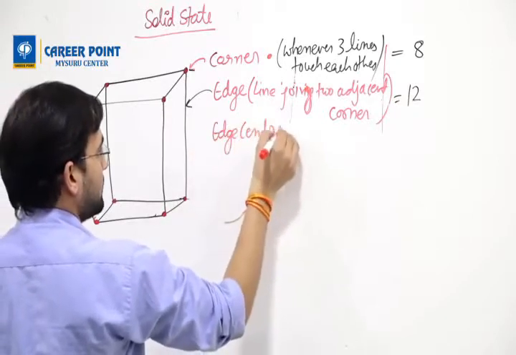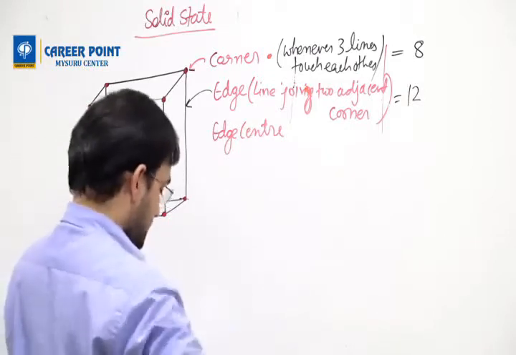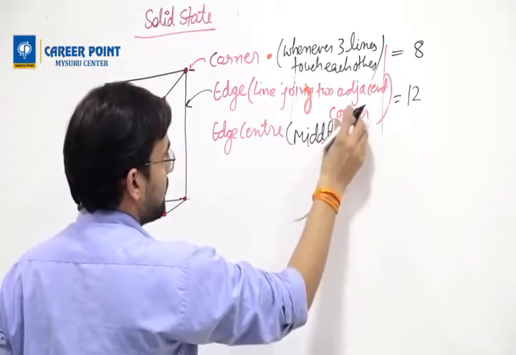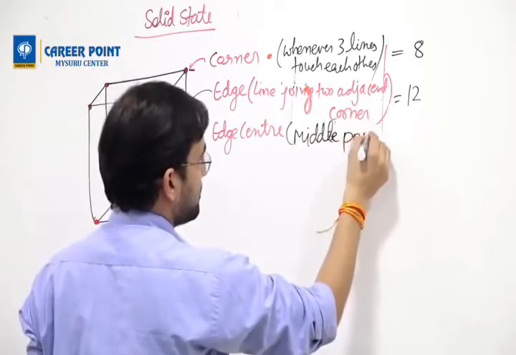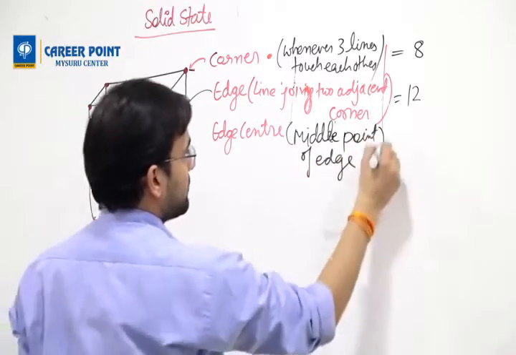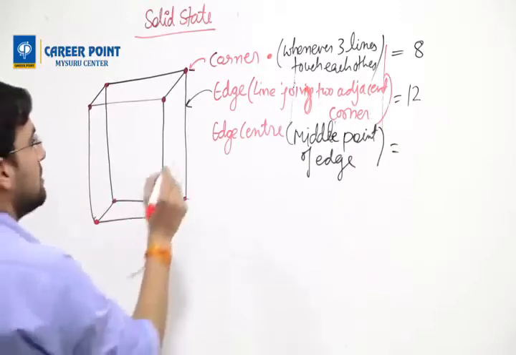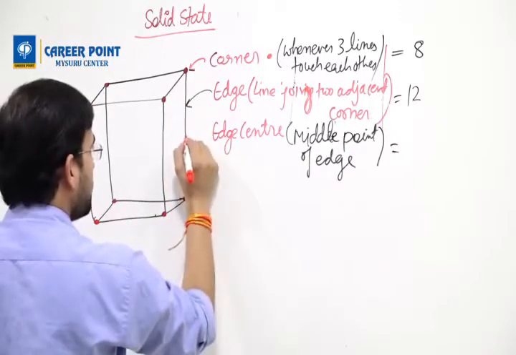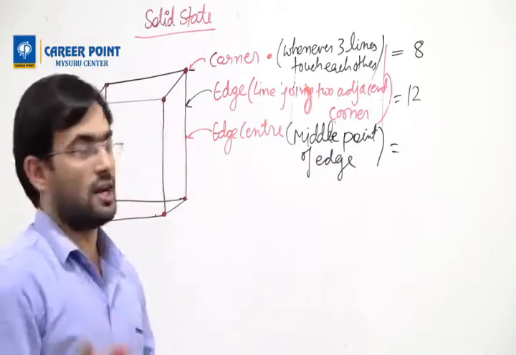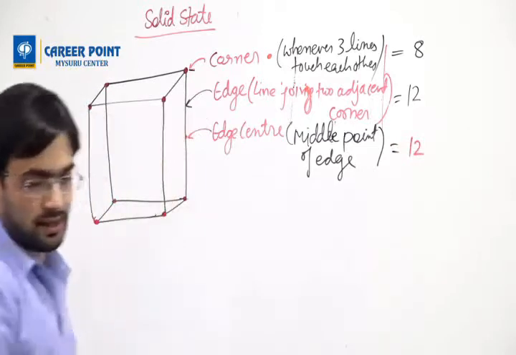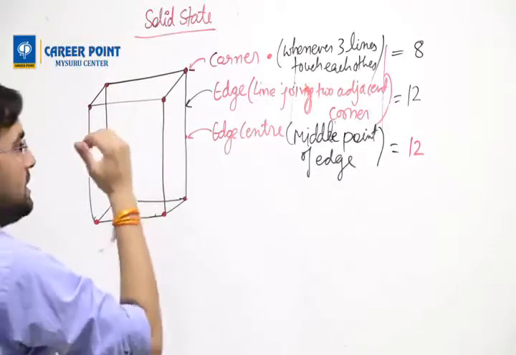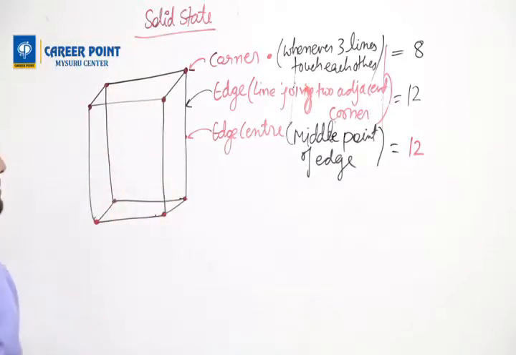Now the definition of edge center is the middle point of an edge. So this is an edge. You go somewhere here, this is your edge center. So how many? That many edge centers, 12 edge centers. Okay. Once I have corner and edge center, the next thing which comes is known as face.